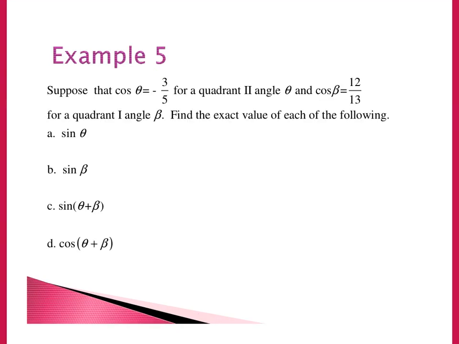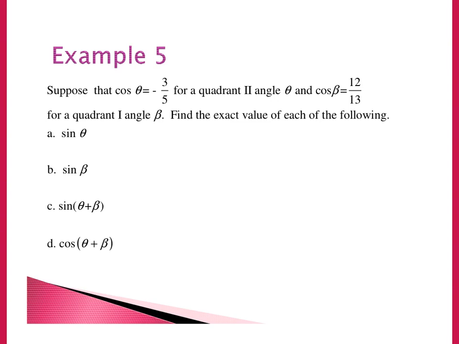All right, so just like everything else that we did unit circle based, we also want to base it on triangles. So this says suppose that the cosine of theta is negative 3 over 5 for quadrant 2 angle theta, and the cosine of beta is 12 over 13 for quadrant 1 beta. Find the exact values of each of the following. The sine of theta, the sine of beta, the sine of theta plus beta, and the cosine of theta plus beta. So for all of these, you have to set up a triangle, right?